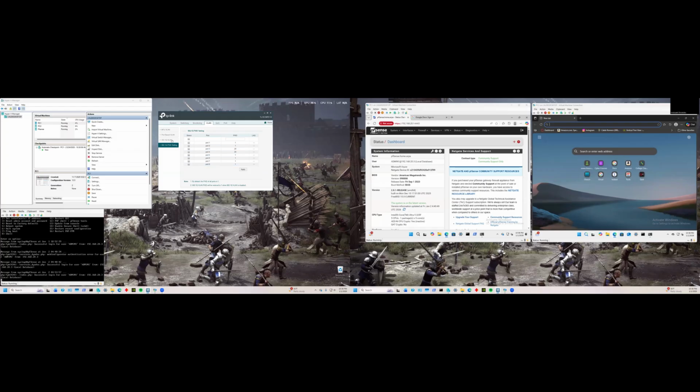But again, this configuration was really just to gain an idea of what configuring a VLAN and multiple VLANs would look like.